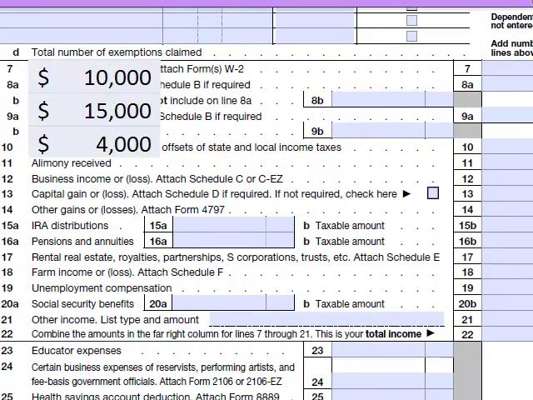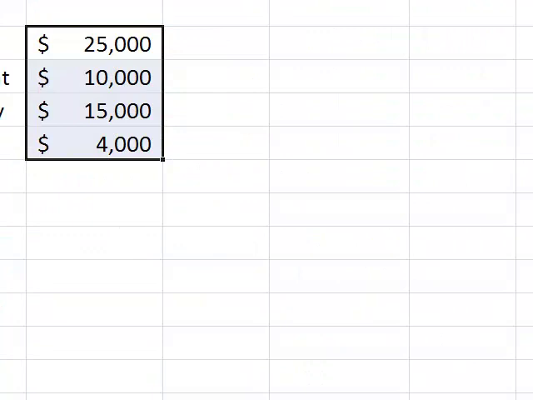So going over to Excel for calculation, we have a couple married filing jointly who have a pension income of $25,000, tax exempt interest of $10,000, Social Security $15,000, dividends of $4,000. So that's their total income.